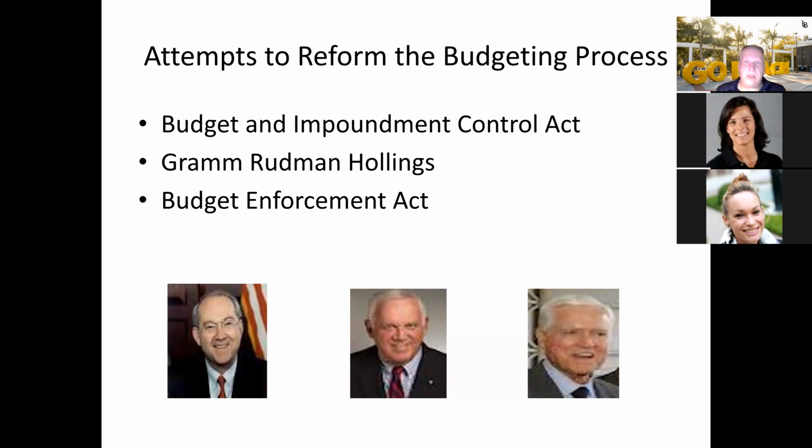So we created three different categories, and we put what we call firewalls between those categories, meaning that if you wanted to spend more money in defense, you couldn't take from domestic and international to do that. If you wanted to spend more in defense, you would have to pay for that with cuts to other defense programs. You had to stay in your lane in terms of the three categories of defense, domestic, and international.